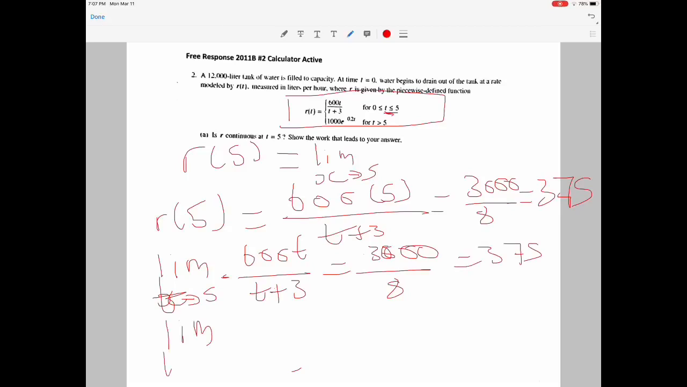Now we check the limit from the right side. As t approaches 5 from the right side, 1000 e to the power 0.2 t, which is equal to 1000 e to the power 1, which is equal to 1000 times e, which is equal to 2718.28.